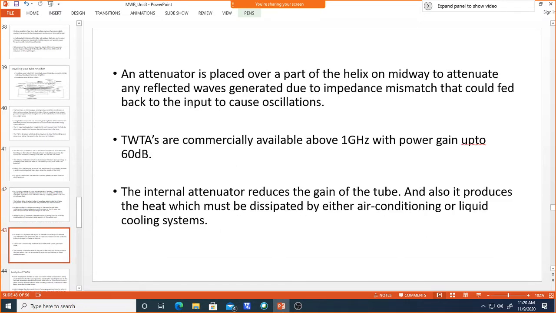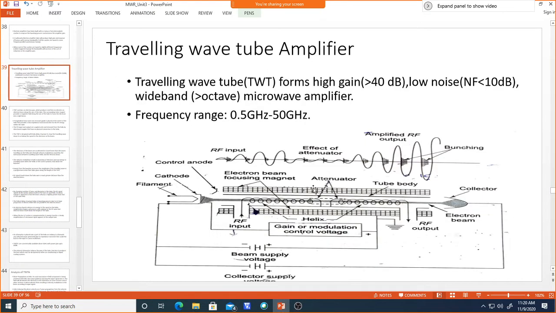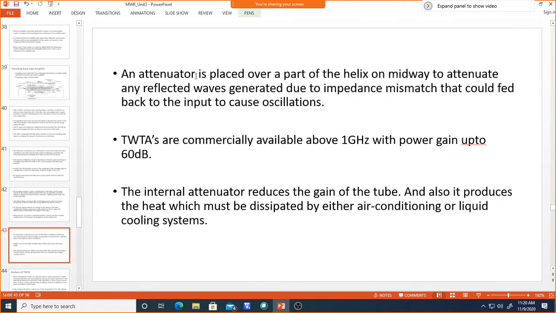Now as I said, the attenuator is placed exactly at the center of the helix. This attenuator will reduce the reflection of the waves due to mismatch at any output point, so that it will reduce the attenuation of the signal of the reflected wave. The attenuator, placed midway along the helix, will attenuate the reflected wave generated due to impedance mismatch that is fed back to the input to cause oscillation.